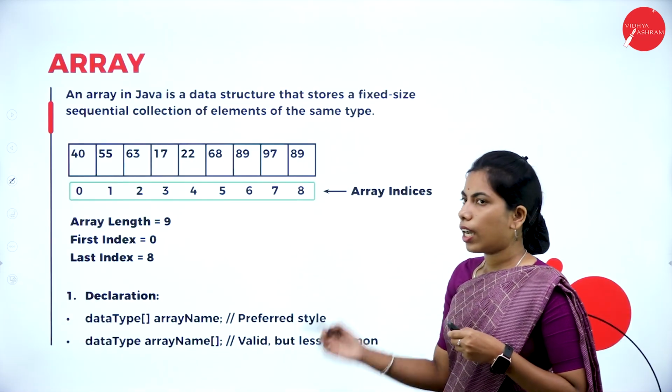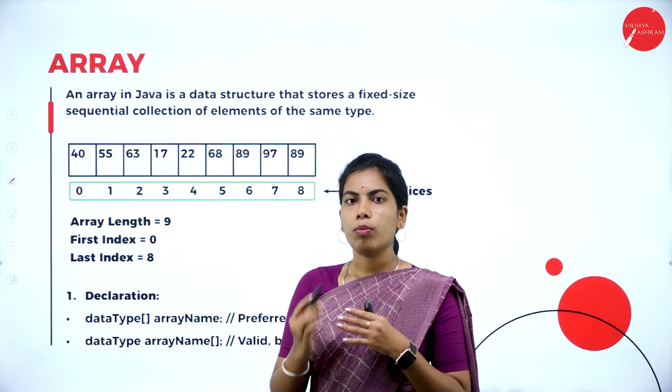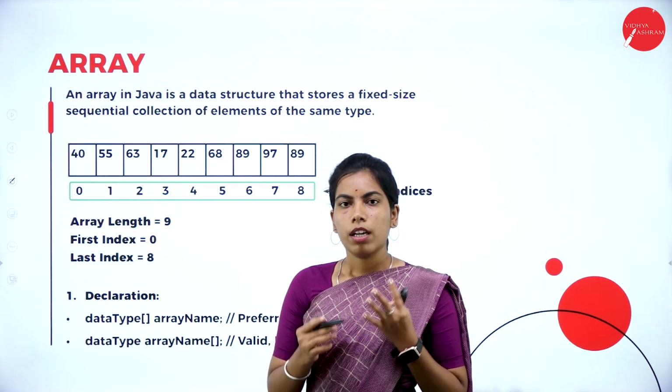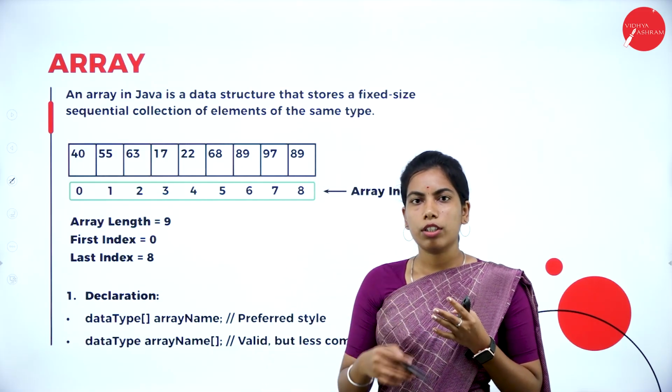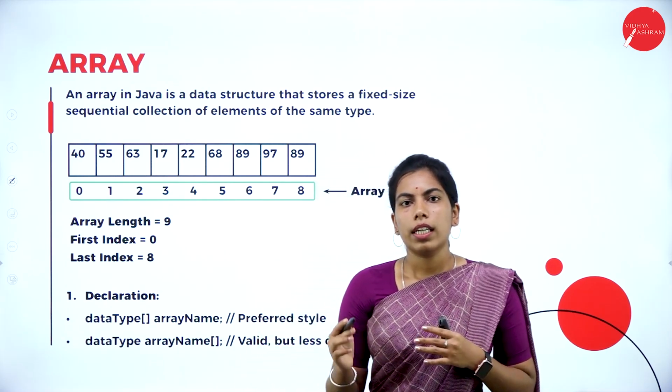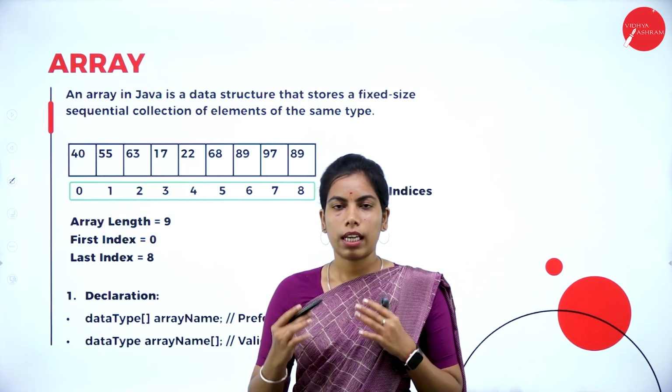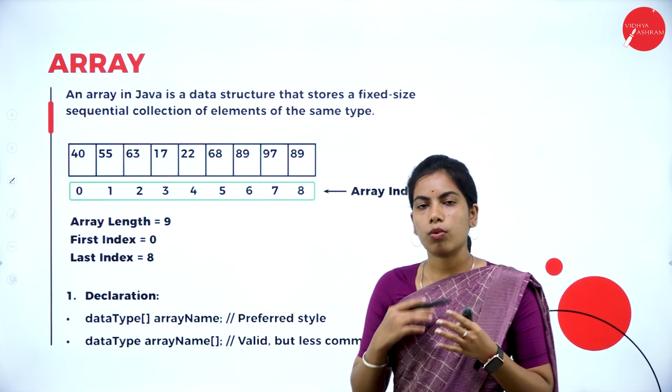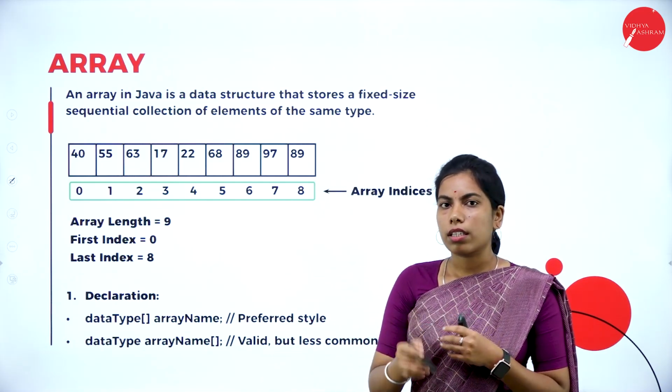So next we can see array. An array is a collection of homogeneous elements with the same type. For example, if I have to store only numerics, I can define only the integer type. If I have to use char, only char. If I have to use a string, only string. Like that, only one type of element should be there inside the array.